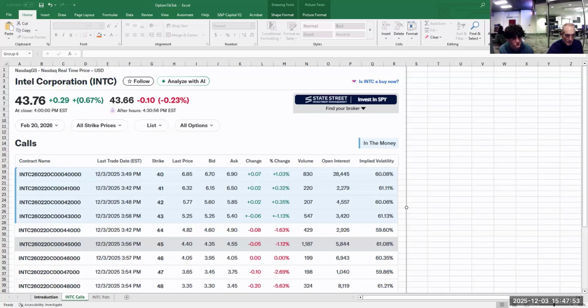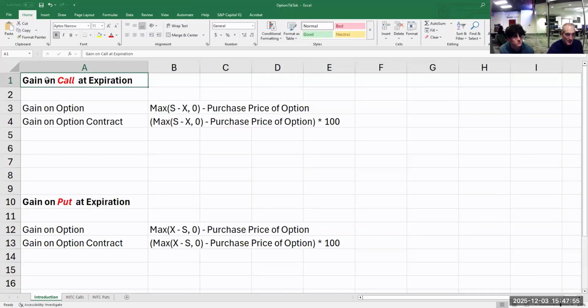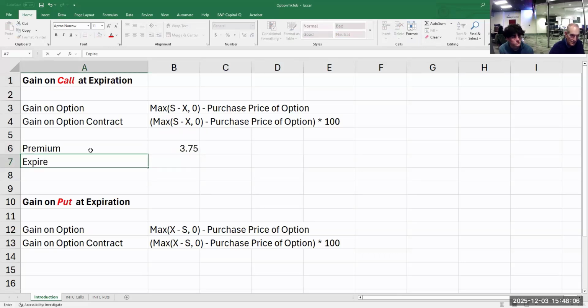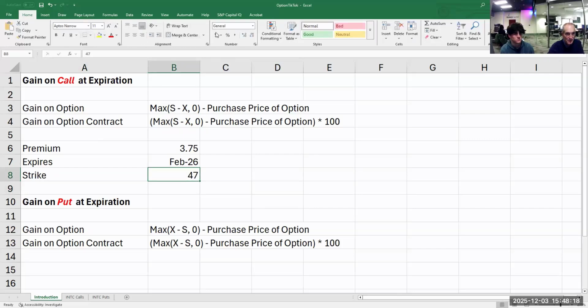So let's look at the formula. Gain on option: you would buy the option, the premium would be $3.75. It expires February 2026. When we said the strike, we would do $47. So that's what you'd have to tell your broker and your broker to be set up. They'll walk you through it.